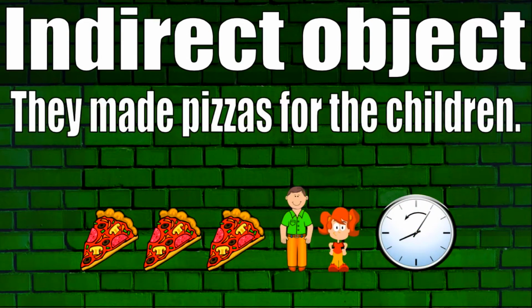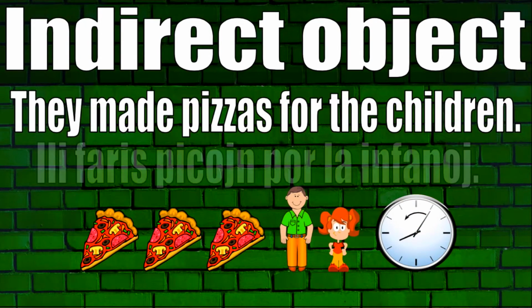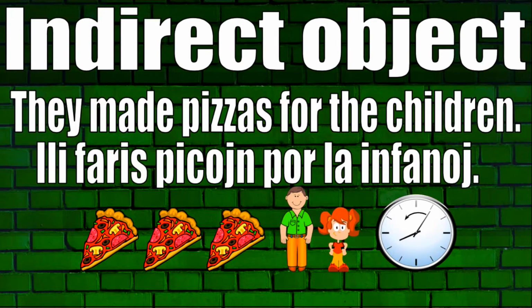Let's try another example. They made pizzas for the children. Ili faris pizzoin por la infanoi. Remember that pizzas is plural, so we have the yo ending, and it's also the direct object, so we have the letter no added after the yo ending. Por means for, so we put the word por right before la infanoi to indicate that it's the indirect object. And in this case, we're using por because it's for the children, not to the children.